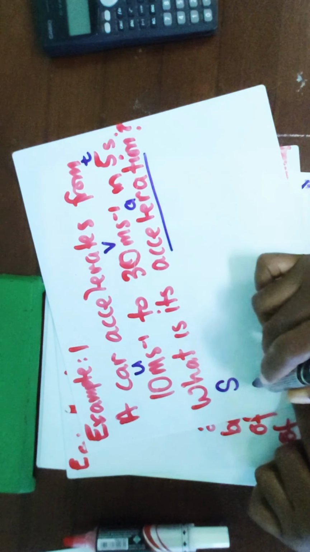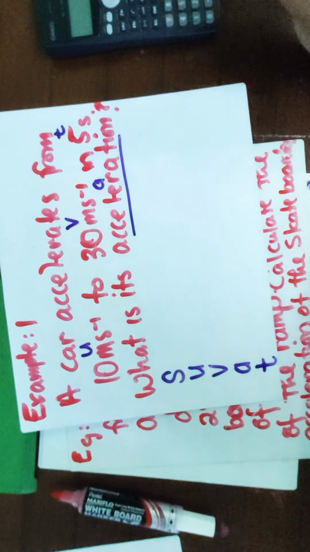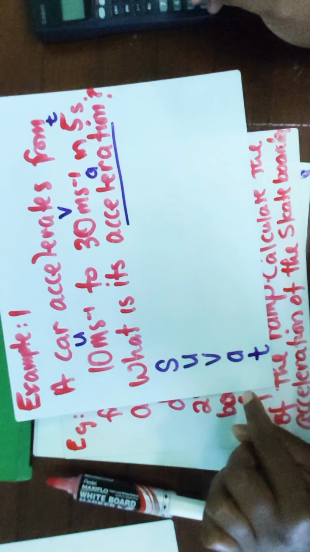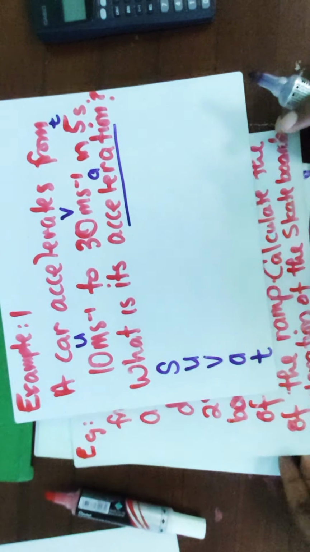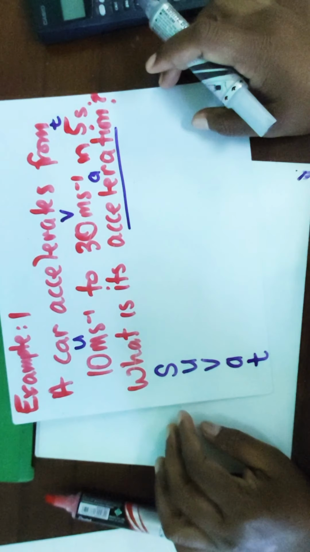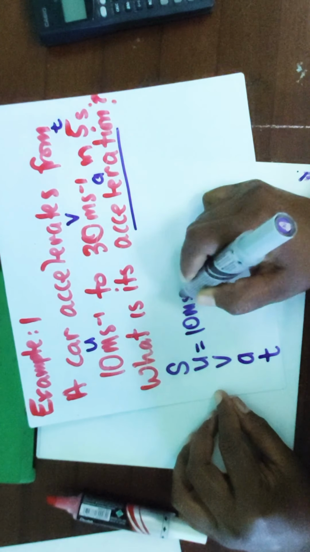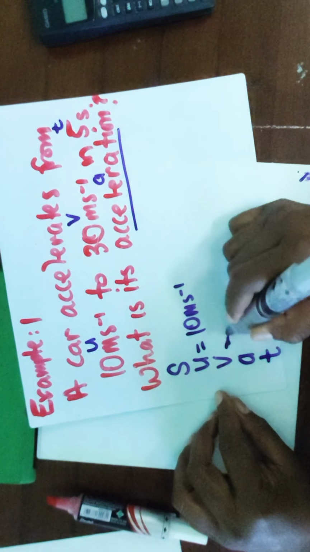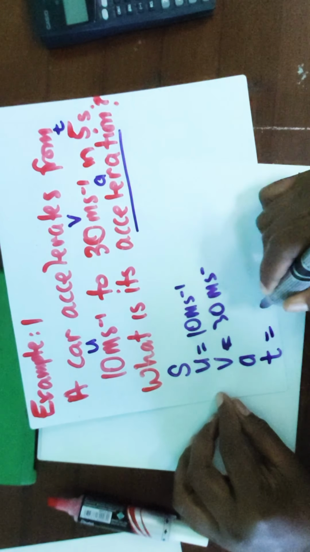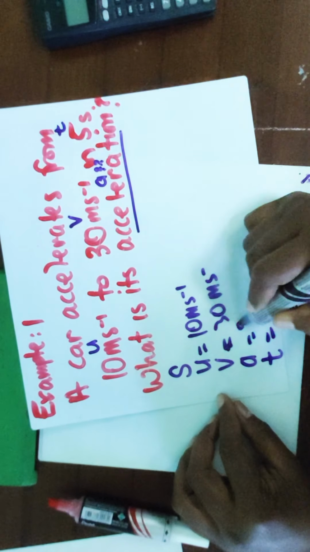So what you do is you write down Suvat here. And you should know S stands for displacement, U initial velocity, V final velocity, A acceleration, and T stands for time. So now let's identify the variables that are given. Here we know U is given, and U is 10 meters per second. And V is given, which is 30 meters per second. And we have time, which is 5 seconds. And we're asked to find the acceleration.